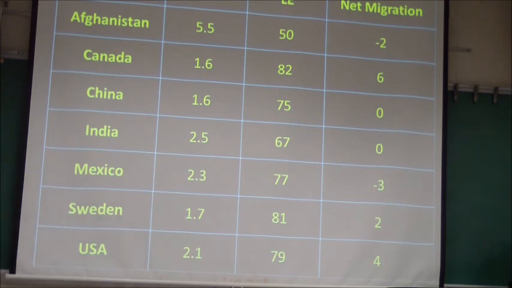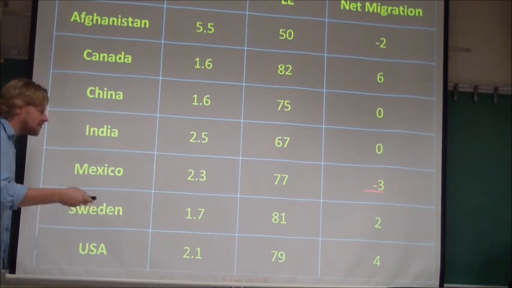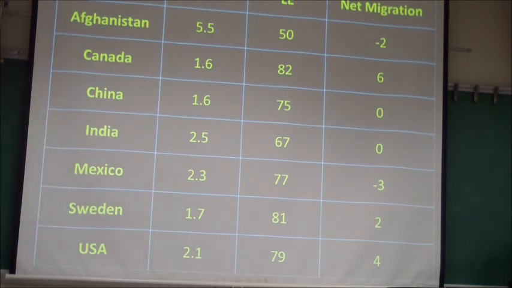Further, net migration, if it's a positive number, that means you have more people coming in. If it's a negative number, it means that you have more people leaving. Where do we see our negative numbers? In our developing countries, i.e. Mexico and Afghanistan. And so if you don't know what developed and developing is, I hope now you know.